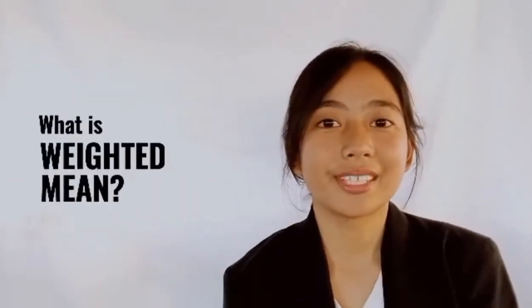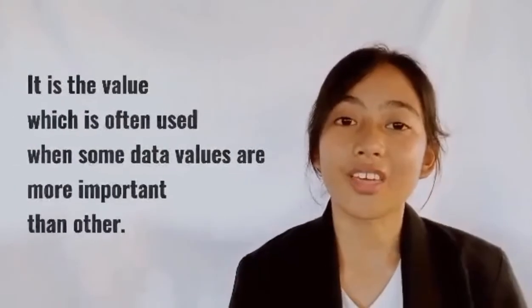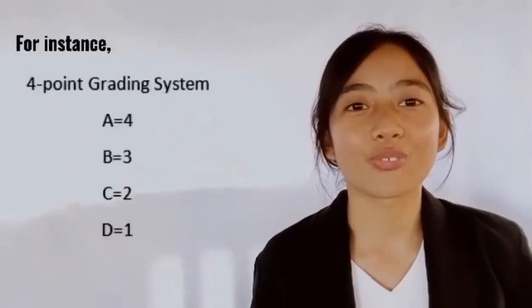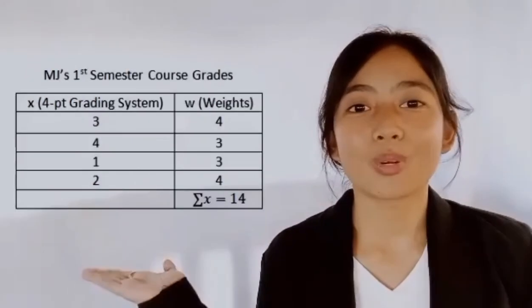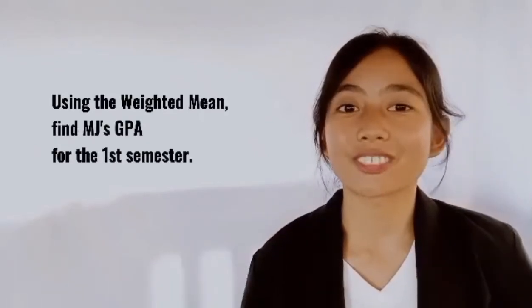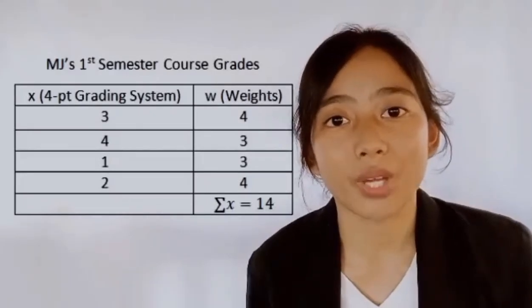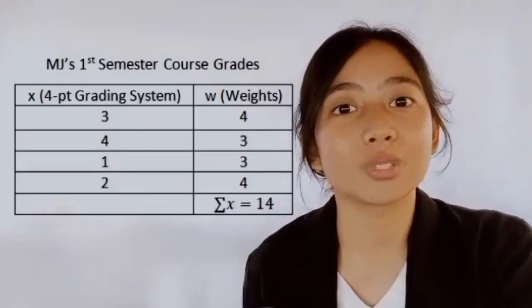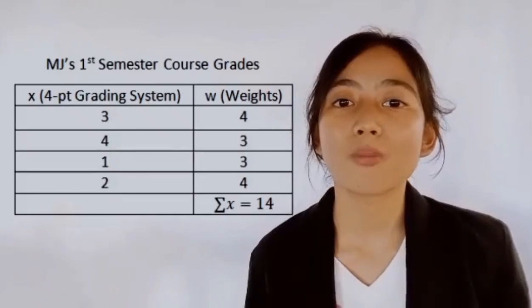What is weighted mean? It is a value which is often used when some data values are more important than others. For instance, using a 4-point grading system, A is equal to 4, B is equal to 3, C is equal to 2, D is equal to 1. And this table shows MJ's first semester course grades. Using the weighted mean, find MJ's GPA for the first semester. In these two columns, there is X, which is the 4-point grading system, with its corresponding weights, which is in the W column. At the lower part, the sigma symbol and W means the sum of all weights.